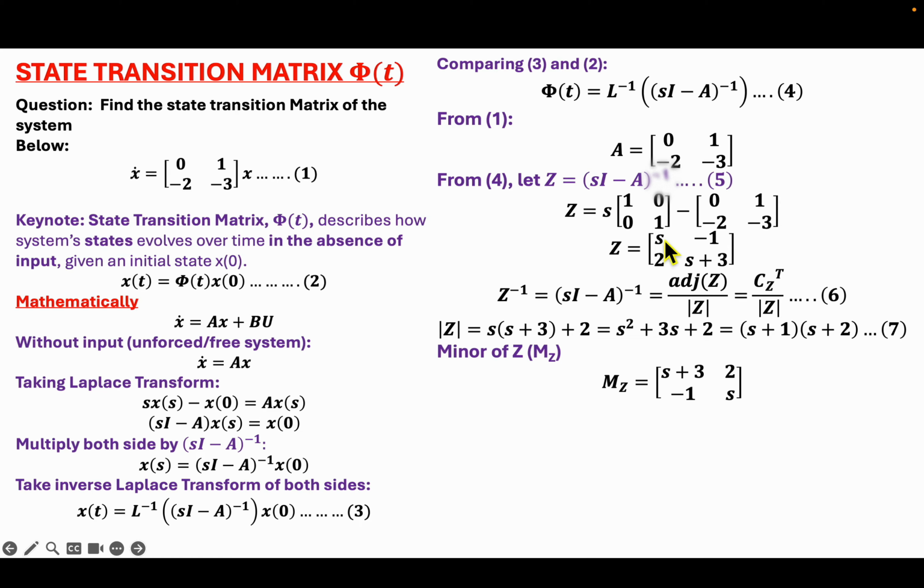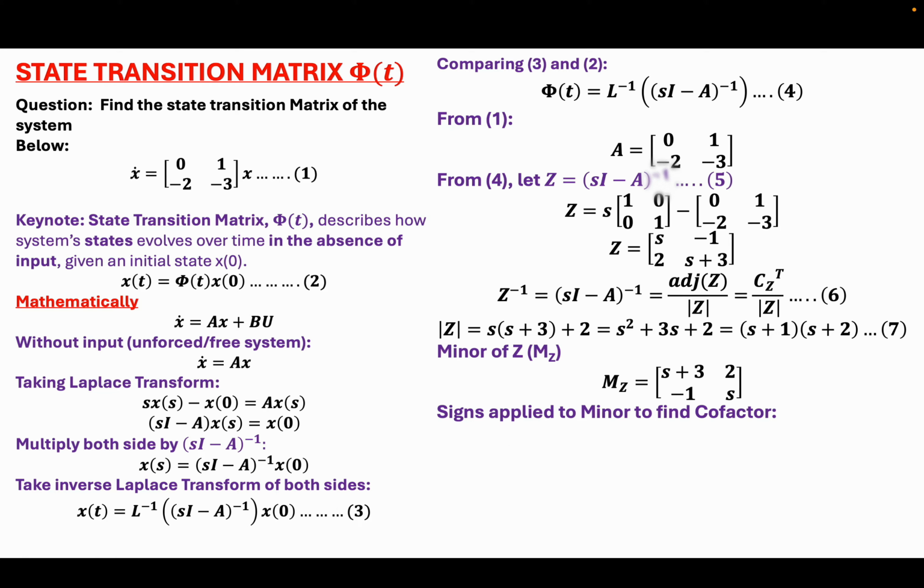So for s, it is in row 1, column 1, so I will close row 1 and column 1, and I will be left with s plus 3, which is this s plus 3. For minus 1, I will close row 1 and column 2, and I will be left with 2. Because 2 is in second row, first column, I will close the row and the column, and I will have minus 1. Likewise for s plus 3, I will do the same thing. I will close this column and this row, and I will be left with s. So that is how to find the minor of z.